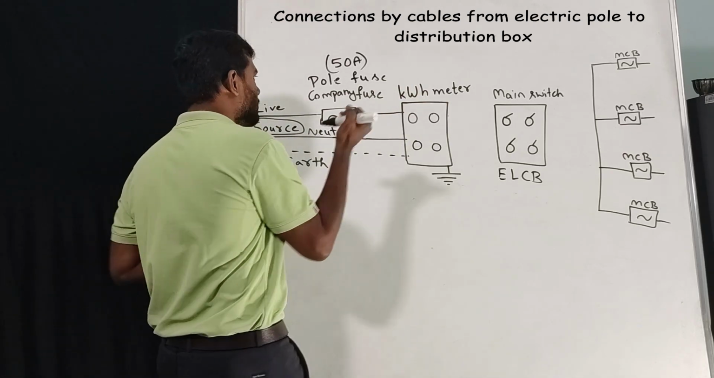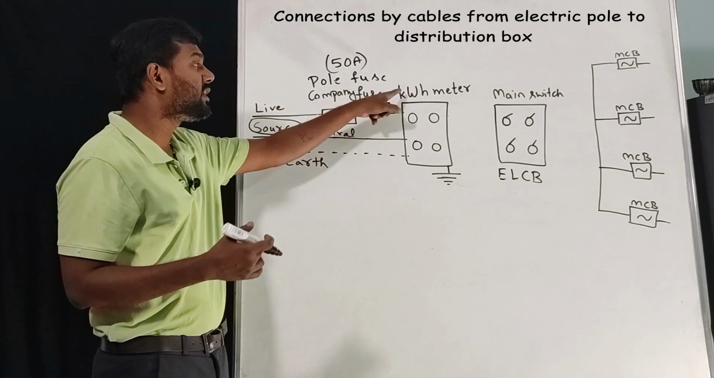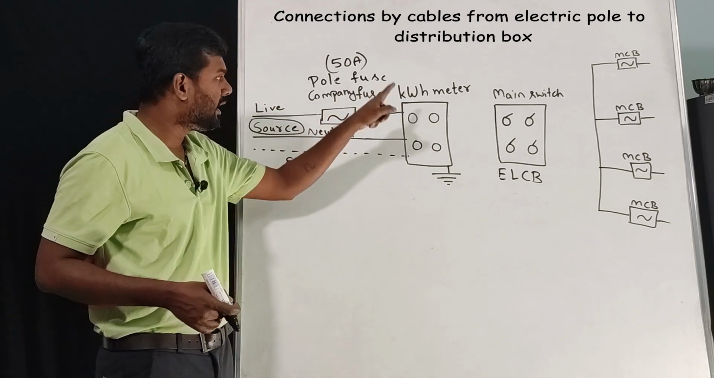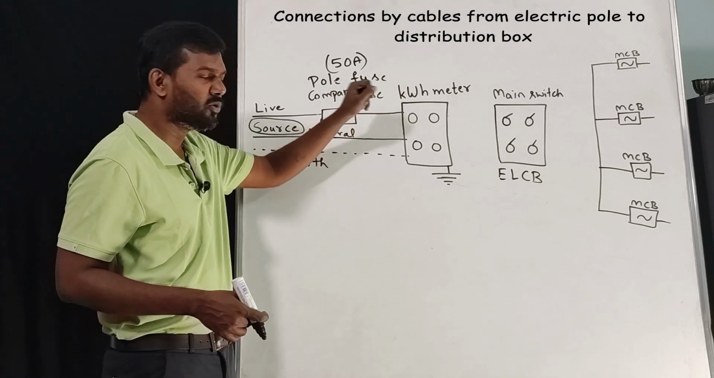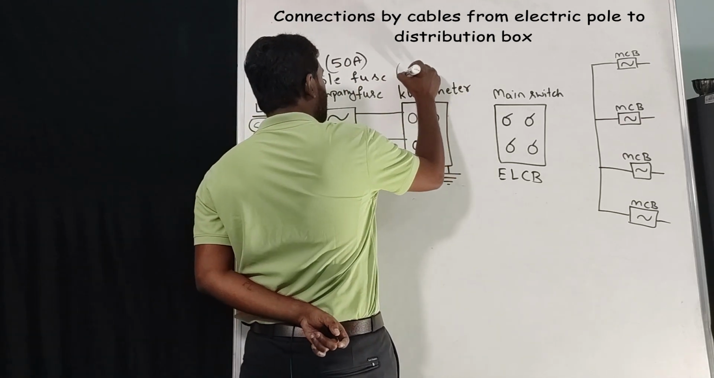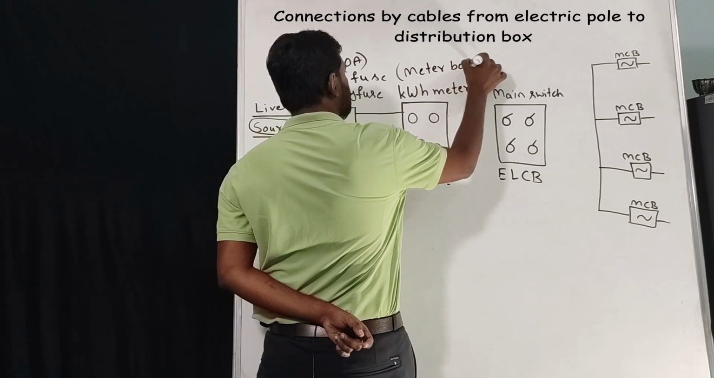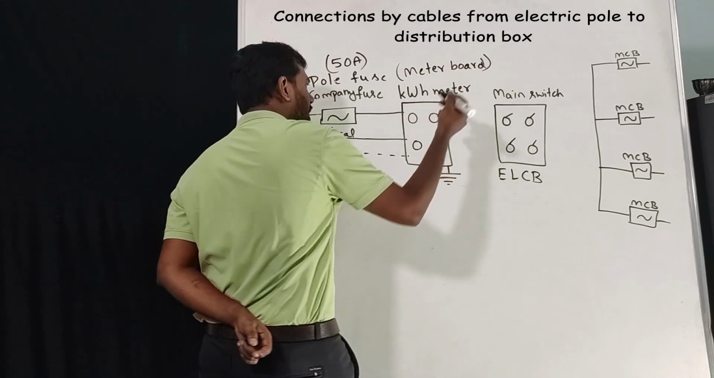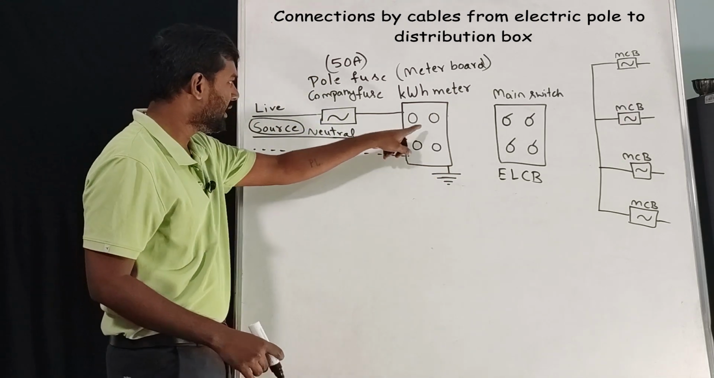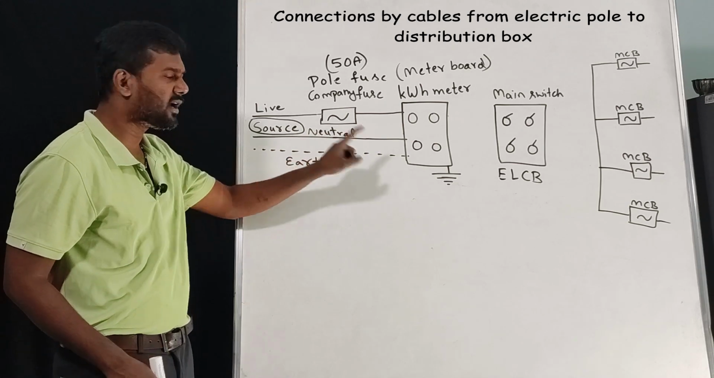The kWh meter has one more name. What do you mean by kWh? It is the unit of electrical energy, kilowatt hour. So the kWh meter has one more name, that is nothing but the meter board. Meter board or kWh meter. In this board, this is the only place where all the 3 wires are connected.